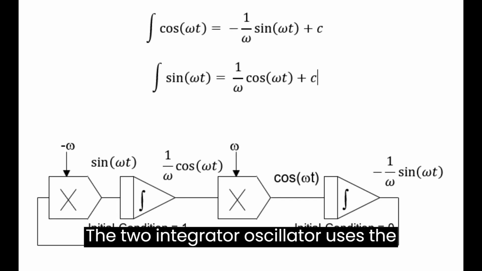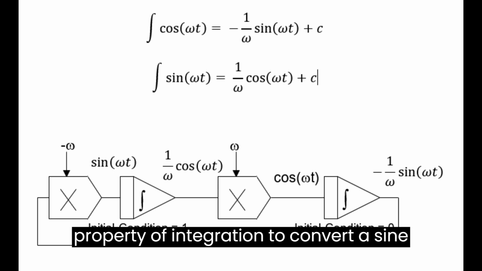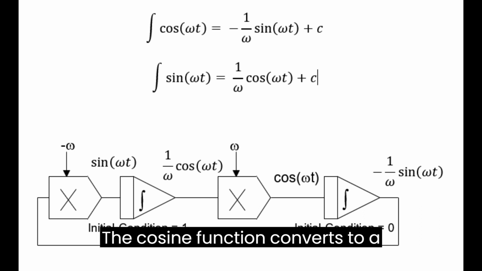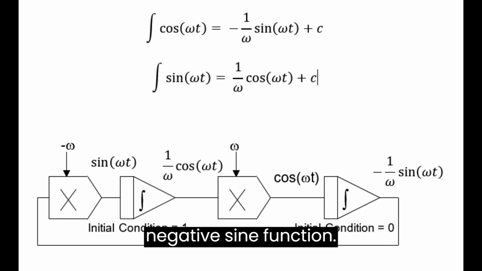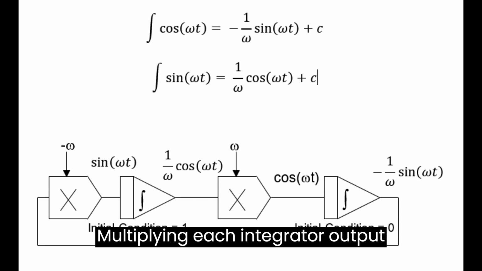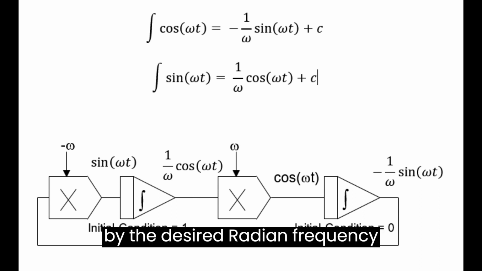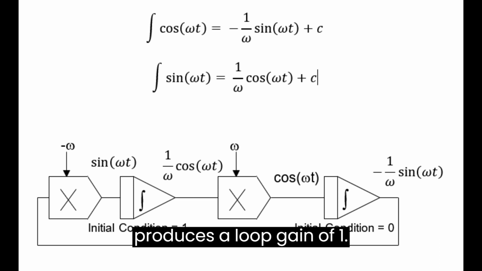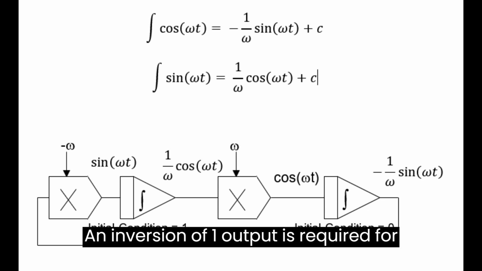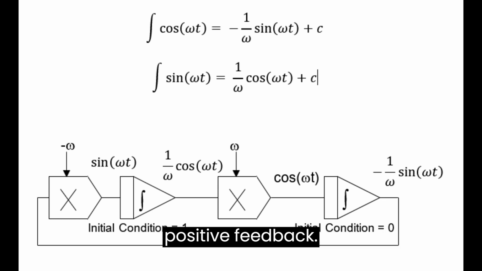The two-integrator oscillator uses the property of integration to convert a sine function to a cosine function. The cosine function converts to a negative sine function. Multiplying each integrator output by the desired radian frequency produces a loop gain of 1. An inversion of one output is required for positive feedback.